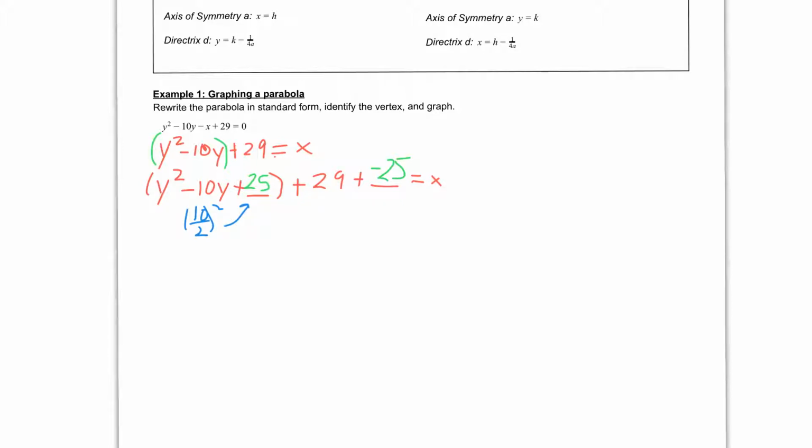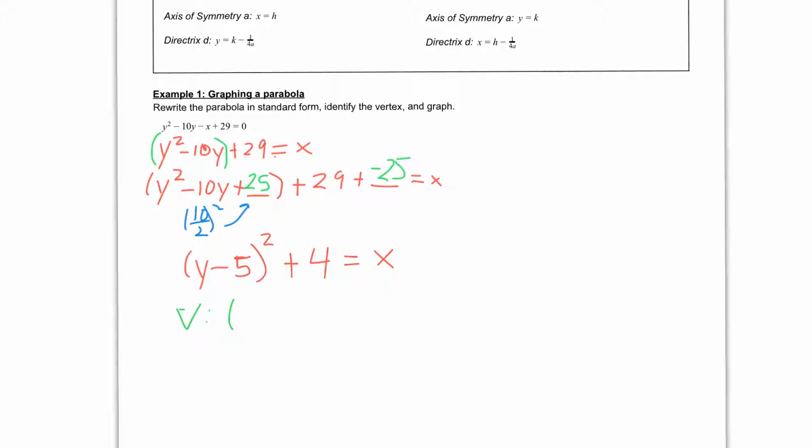Completing my square, I end up with y minus, and then I take the square root of this number. So y minus 5, that's being squared. And then 29 minus 25 will give me plus 4 equal to x. So now I have my parabola in standard form. Next thing I need to do is identify the vertex.